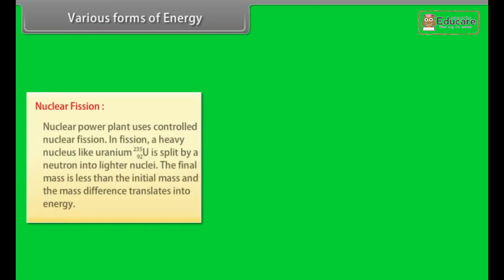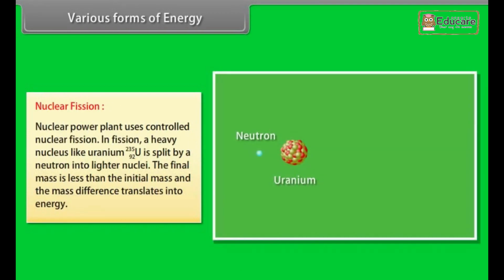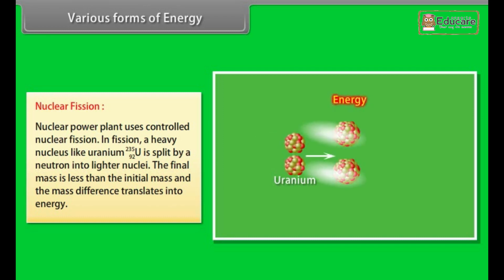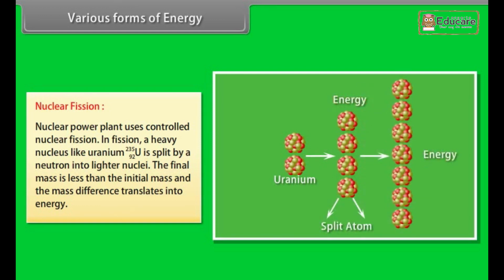Nuclear fission. A nuclear power plant uses controlled nuclear fission. In fission, a heavy nucleus like uranium-235-92 is split by a neutron into lighter nuclei. The final mass is less than the initial mass and the mass difference translates into energy.